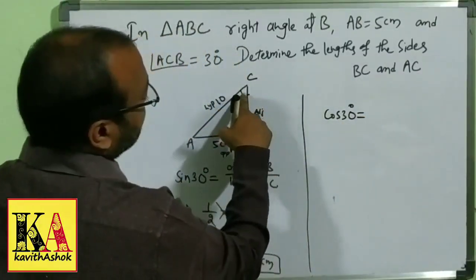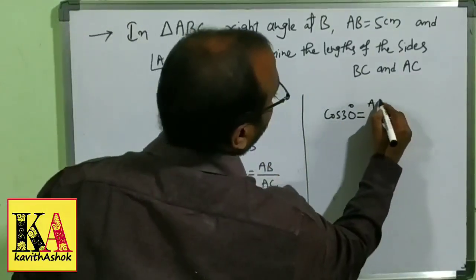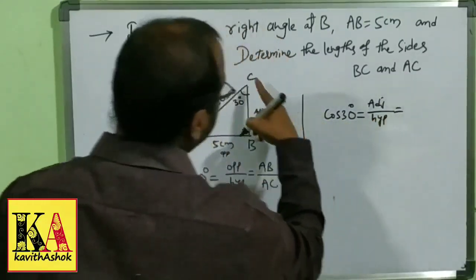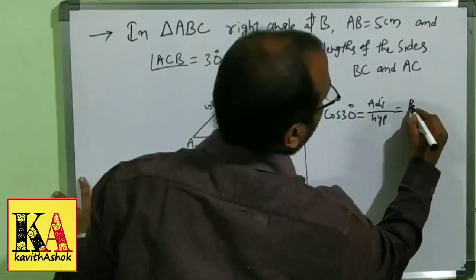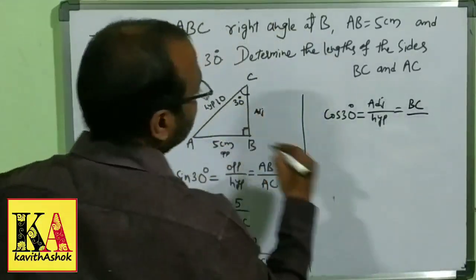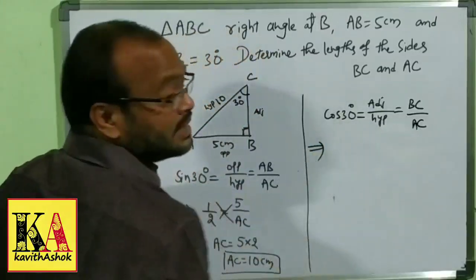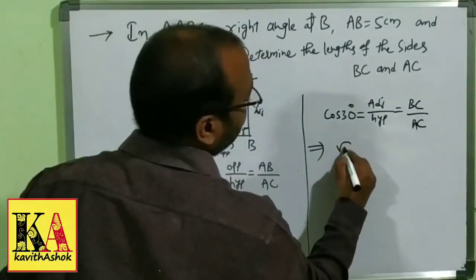This is cos 30. Cos 30 in the sense adjacent side by hypotenuse. What is adjacent side here? BC. What is hypotenuse? AC. Now this implies cos 30 is nothing but sin 60. Sin 60 is nothing but root 3 by 2.